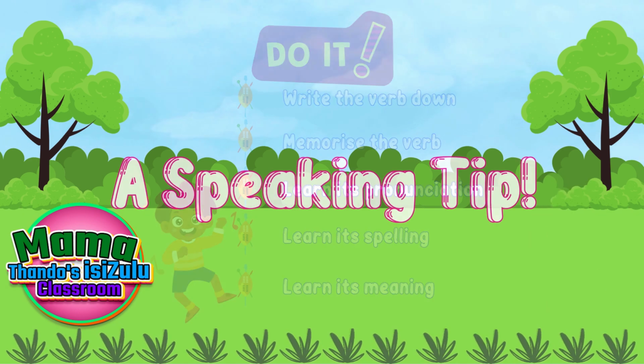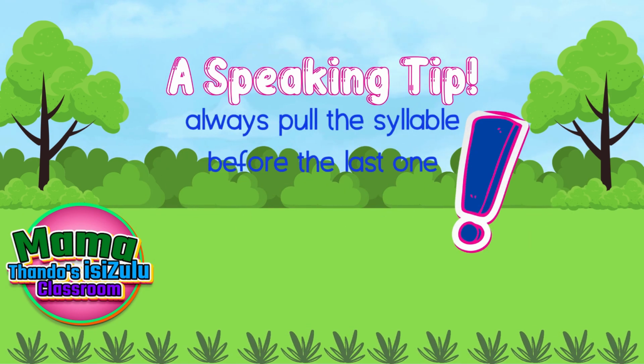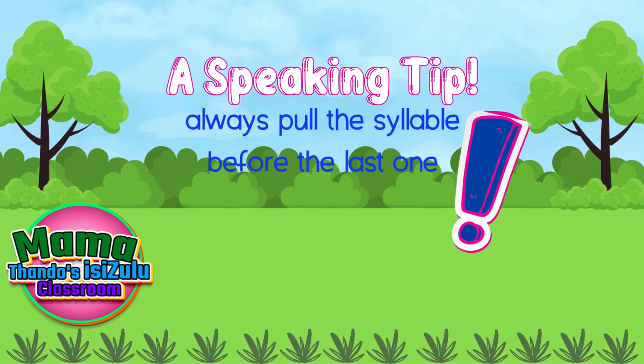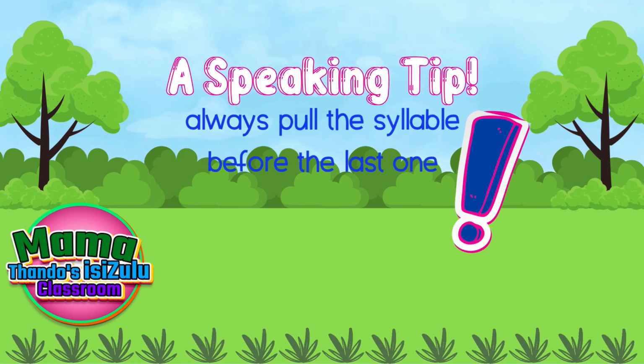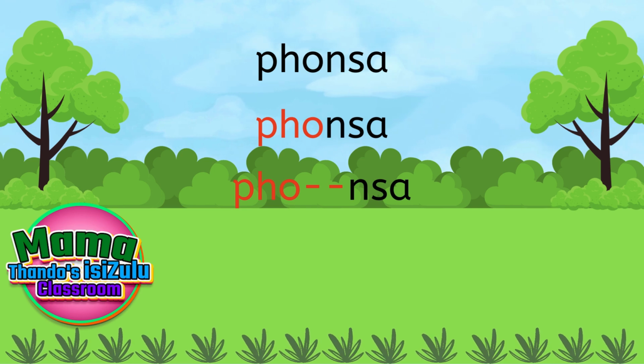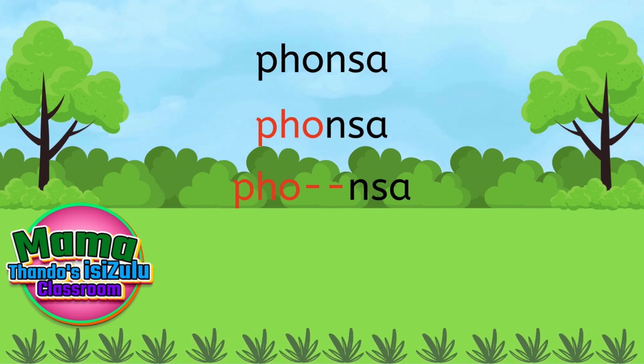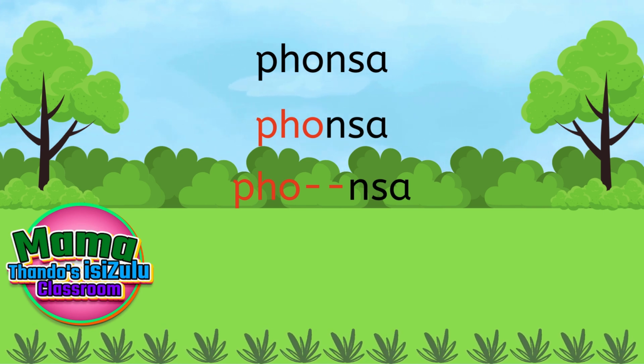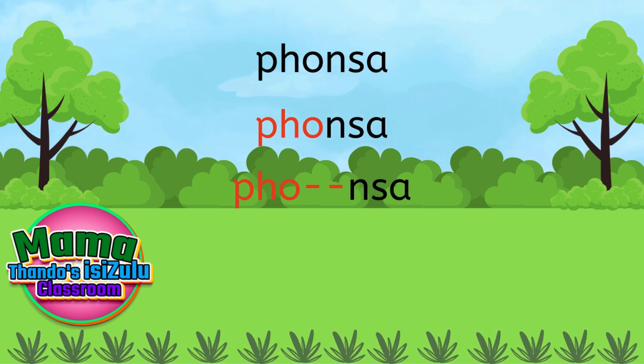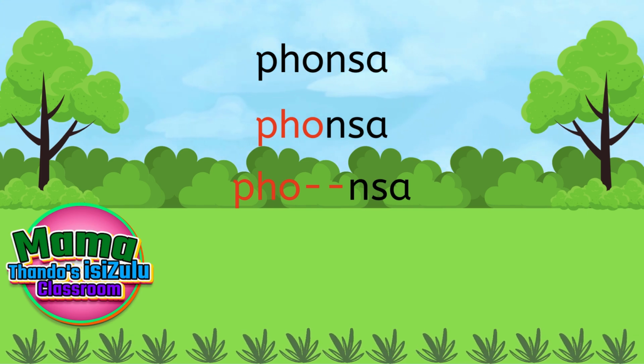Here's a quick tip for you, guys. Always pull the syllable before the last one. For example, in the verb Phonsa, which is to throw, it only has 2 syllables. Phonsa. We will pull the syllable pho a little bit, like this. Phonsa. Did you hear that? Phonsa.